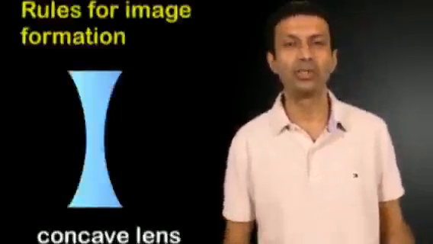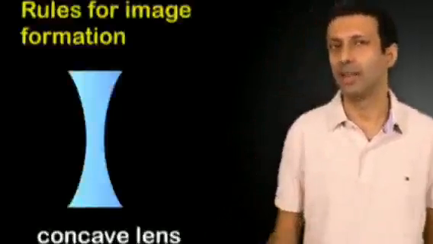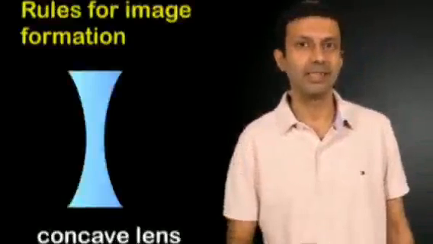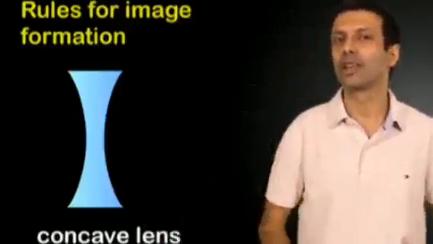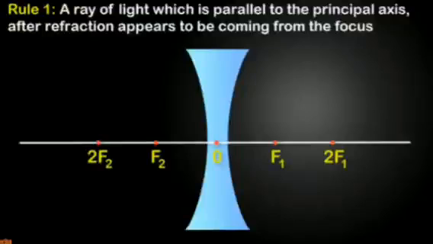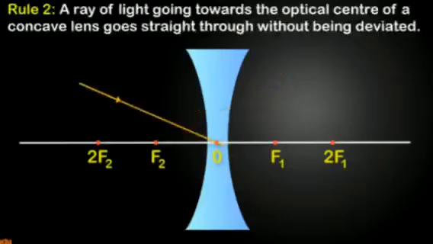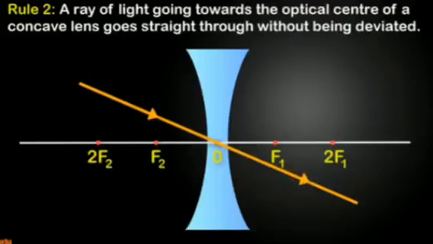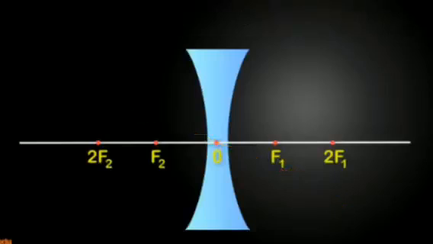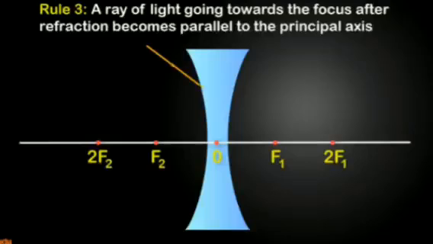Now let's take a look at the rules for image formation of a concave lens. Similar to the convex lens, there are 3 rules for a concave lens. Rule 1. A ray of light which is parallel to the principal axis after refraction appears to be coming from the focus. Rule 2. A ray of light going through the optical center of a concave lens goes straight through without being deviated. Rule 3. A ray of light going towards the focus after refraction becomes parallel to the principal axis.